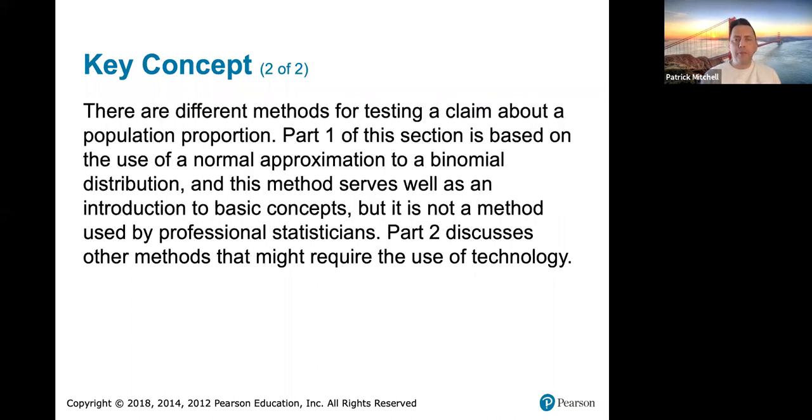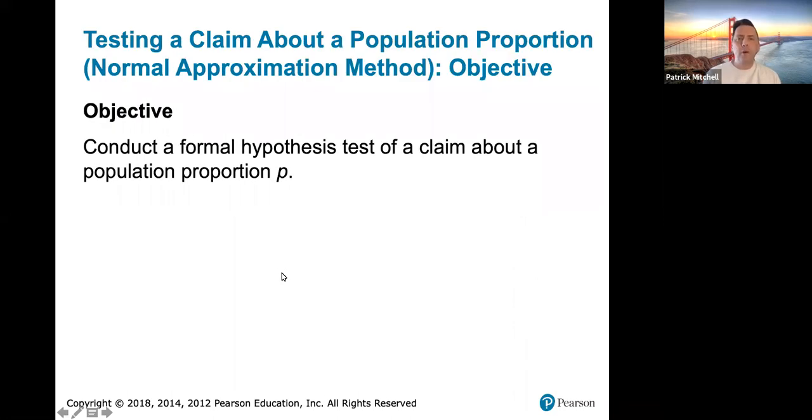There are different methods for testing a claim about a population proportion. In part one, we're going to look at using a normal approximation to a binomial distribution. In part two, we're going to talk about methods that might require the use of technology. So the objective is to conduct a formal hypothesis test of a claim about a population proportion p.